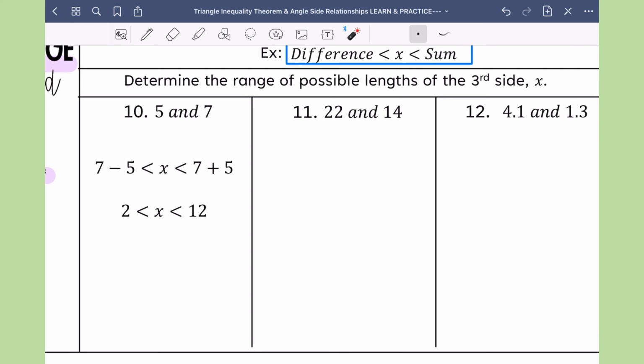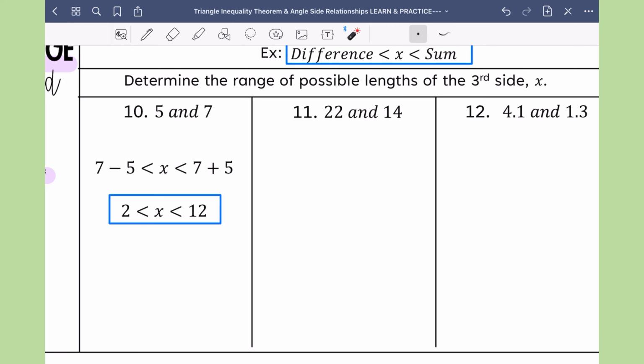So the range of my possible lengths is any number x, any length x, that is between the numbers 2 and 12. Okay, so it could be any of the numbers between 2 and 12. It could be 3, it could be 7, it could be 5. Any numbers between 2 and 12 can be the length of the third side of that triangle.